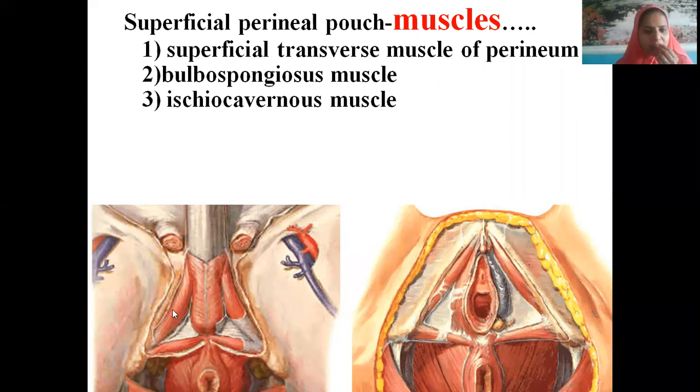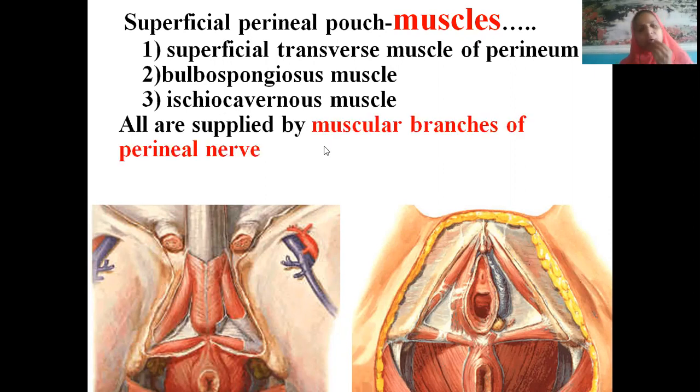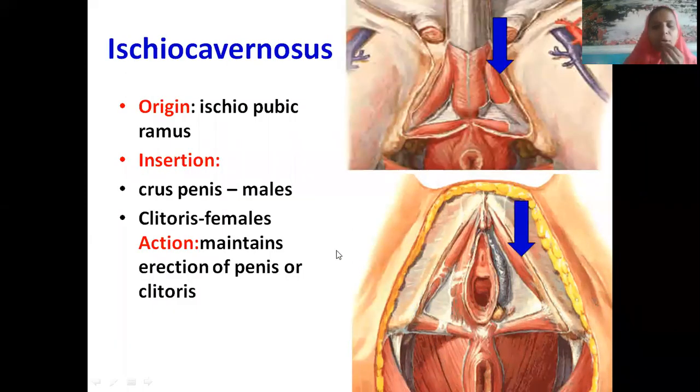Okay. What is the name of this muscle? Ischiocavernosus. Okay. So all these muscles are supplied in the perineum region. Blindly try to remember, it is supplied by the perineal nerve. Okay, muscular branches of the perineal nerve. Okay, this is the male and this is the female perineum. Now let us see. I told you we will discuss the origin, insertion, nerve supply, which is all perineal nerve, and action of each muscle.